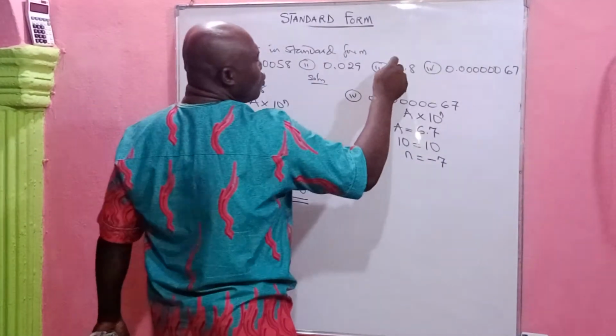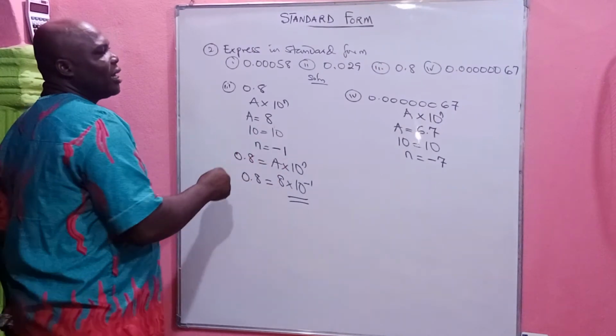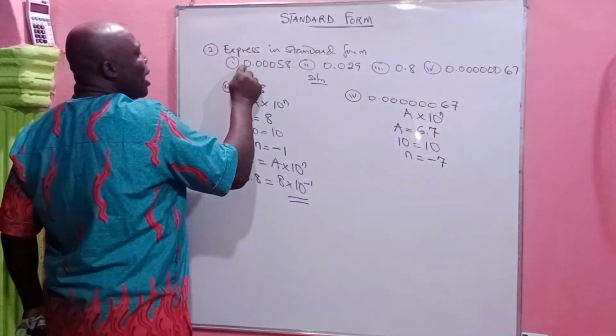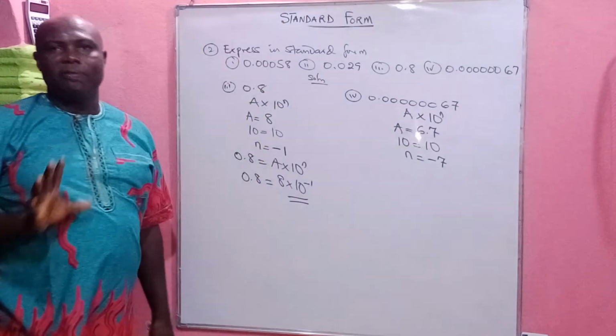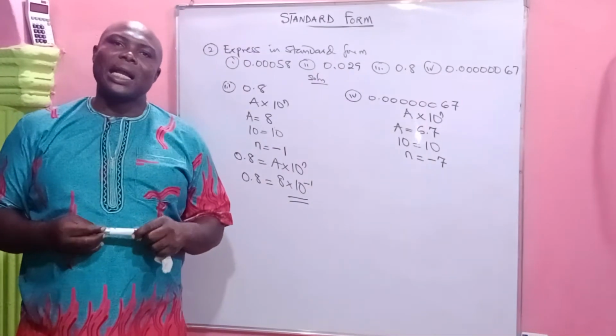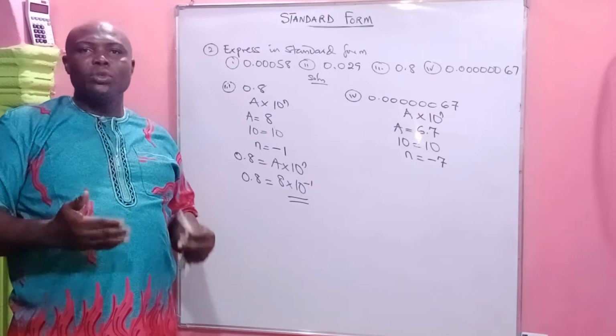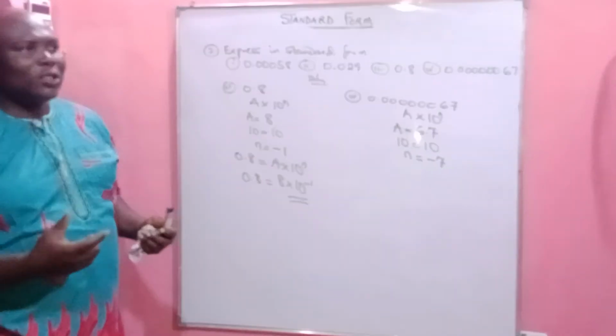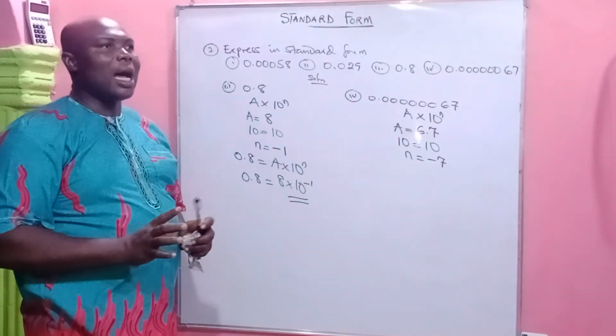Here, if you count 1, it means n will be -1. Here, if you count 1, 2, n will be -2. If you count 1, 2, 3, 4, n will be -4. So you can actually know that by counting the entire zeros before the significant figures. All right, that's a shortcut. But of course, I have to show you the right thing that has to be done.